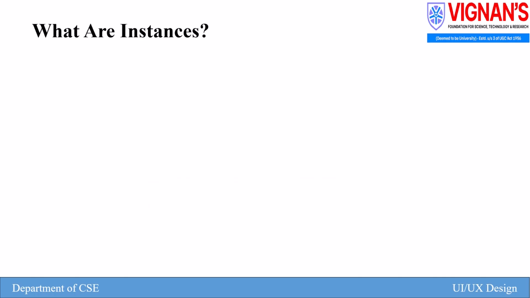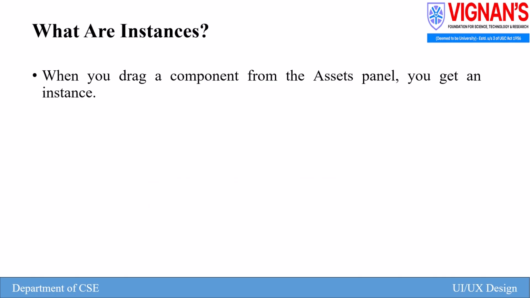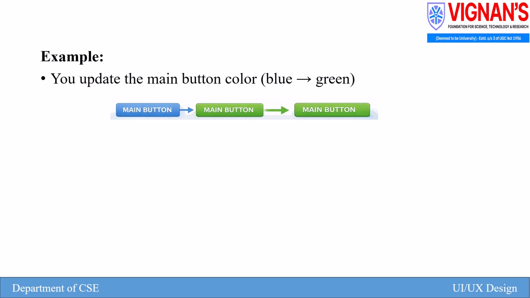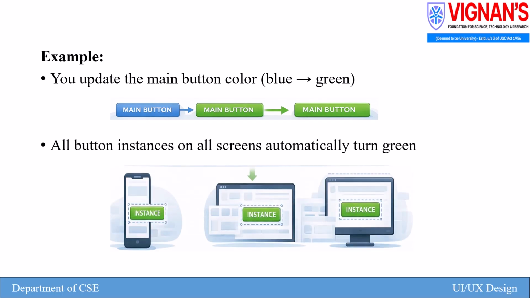What are instances? When you drag a component from the Assets panel into your design, it creates an instance of that component. An instance can be customized to fit different situations while still following the rules of the main or master component. The best part is that if the main component is updated, all its instances will automatically update as well. Example: you update the main button color, blue to green. All button instances on all screens automatically turn green.